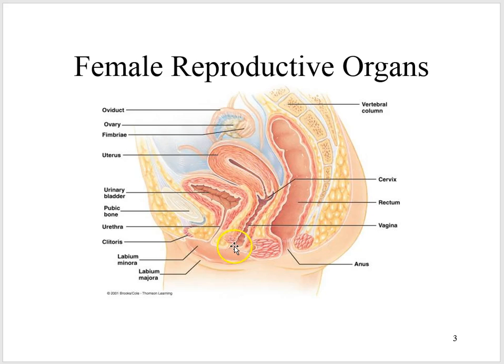Right here at the opening are two little glands, and those are called the Bartholin glands, and they produce mucus that lubricates the vagina. This area right in here is called the perineum. Now, we're going to talk about the vulva, and this is a general term referring to the external female genital organs. It includes the mons, labia minora and majora, the clitoris, urethral meatus, and the opening of the vagina.